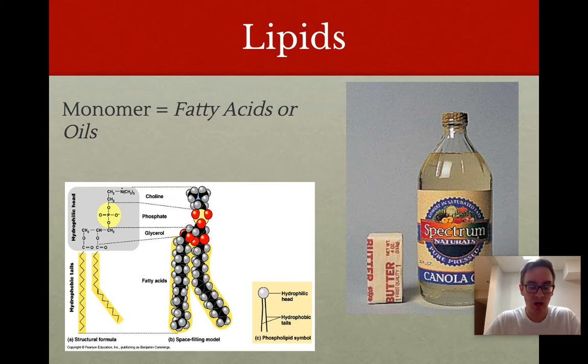They're found, like I said, in the cell membrane. They are found in your joints, like on the little discs between your joints or between your spine. And they are also actually a really good energy source. When we eat too many carbohydrates and we don't use them, our body stores them by turning them into a lipid, and our body stores that as fat.